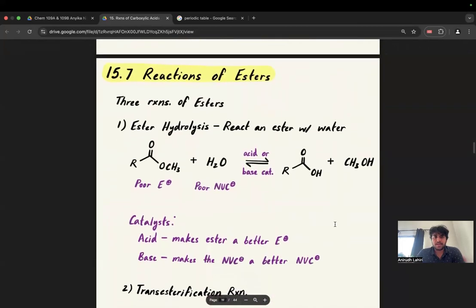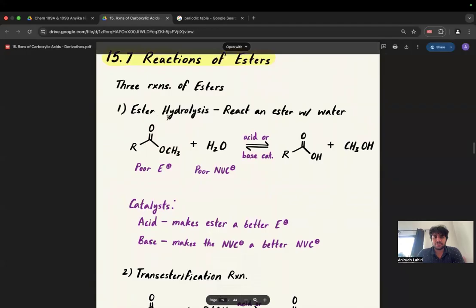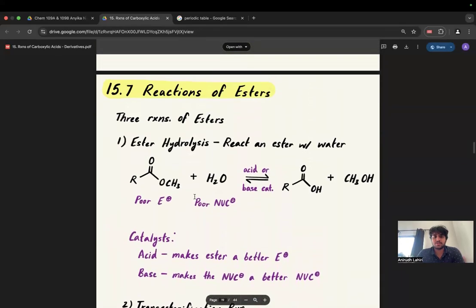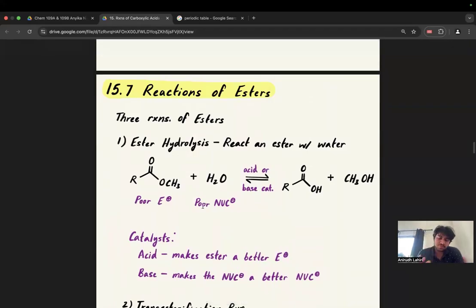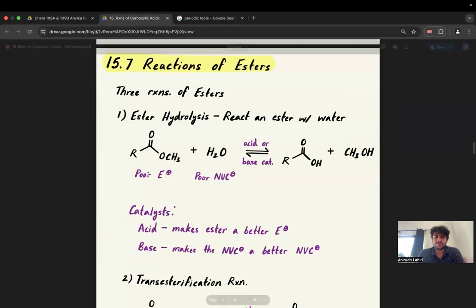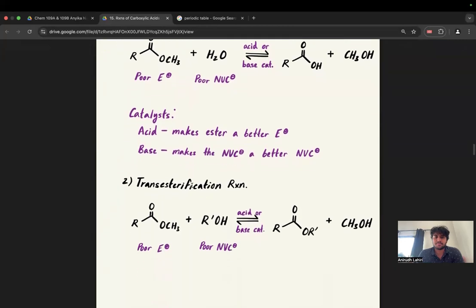Okay, reactions of the esters. There's three reactions of esters. There's ester hydrolysis, there's transesterification, and there's aminolysis. Ester hydrolysis, we have a poor electrophile and a poor nucleophile. Generally, for these reactions to occur, we need some type of catalysis, which is either acid or base. So we have to make one of these good. We have to either make a better electrophile, a good electrophilic spot, or a good nucleophile, a good base, right? So we make one of these better, and that will catalyze the reaction.